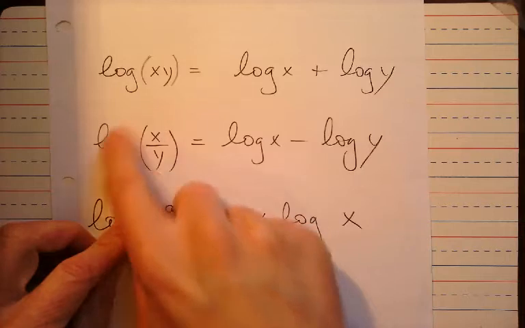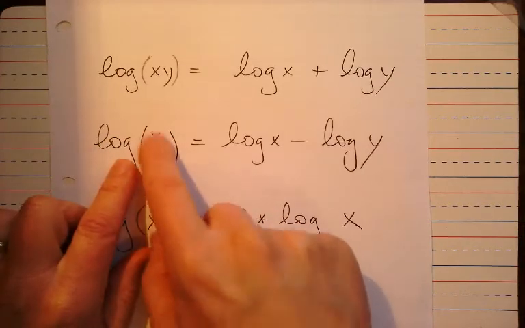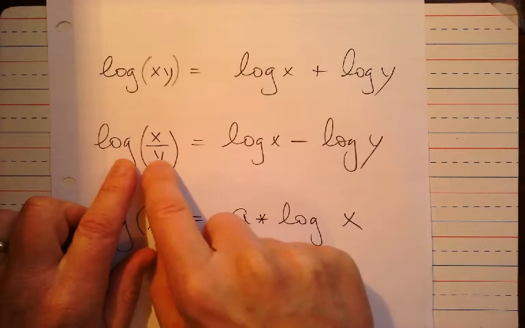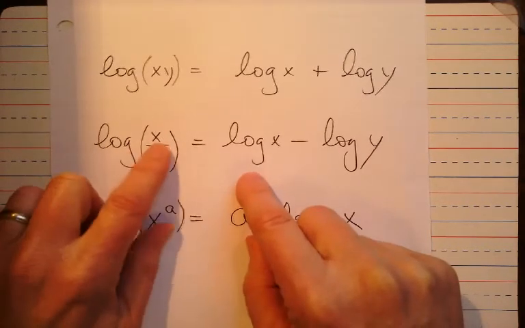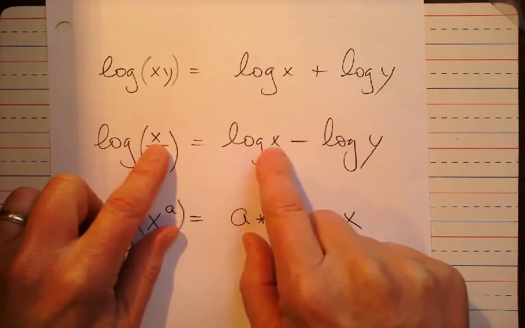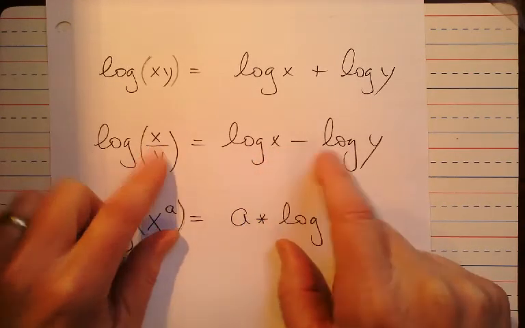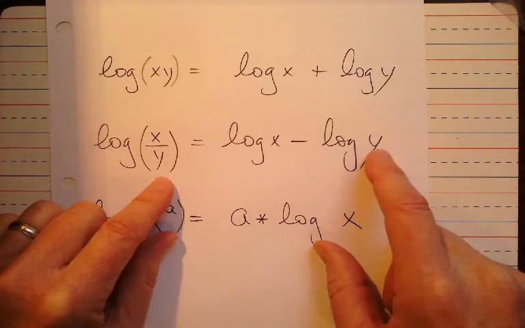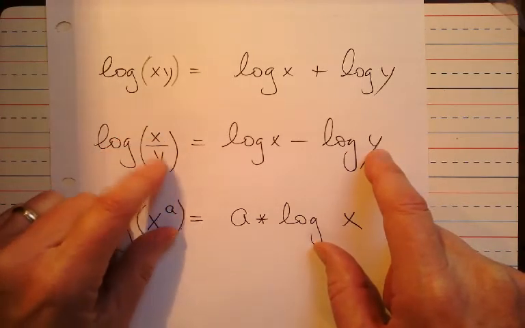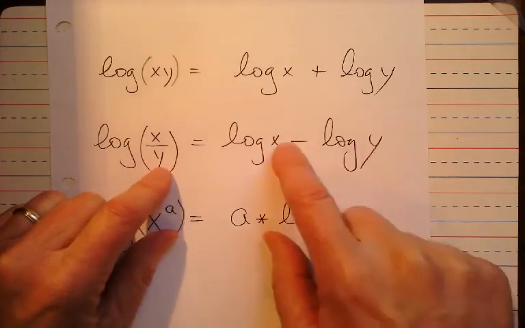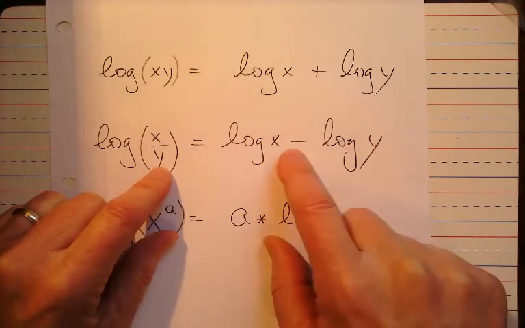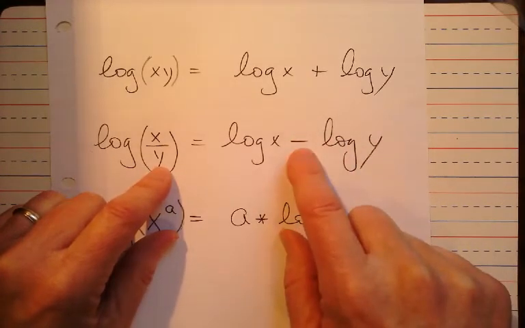Same thing is true here with the logarithm of a fraction. You're actually dividing x divided by y. So if you have something divided by something else, you can change it to be the log of the first thing minus the log of the second. So whatever you're dividing by, that's what you subtract. That's the only time you subtract.